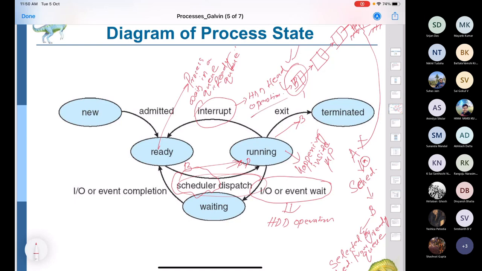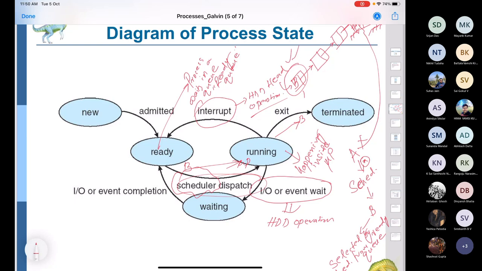What is an IO or event wait? Suppose you have a scanf function in your C program. This is an input output event. Nobody can predict when this event would finish, because the speed at which the person would enter the value corresponding to the scanf function call is unpredictable.